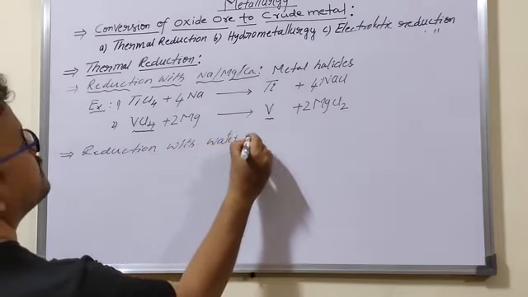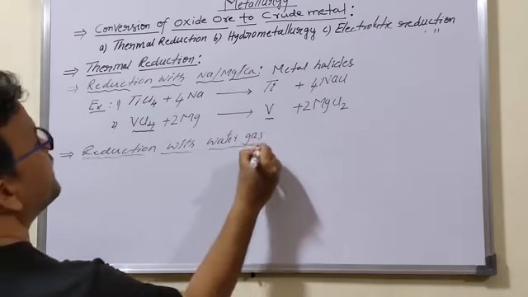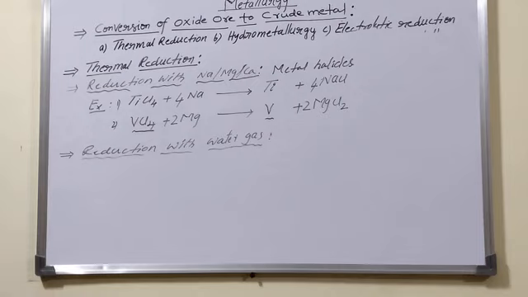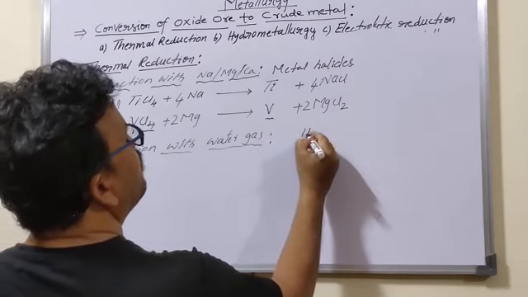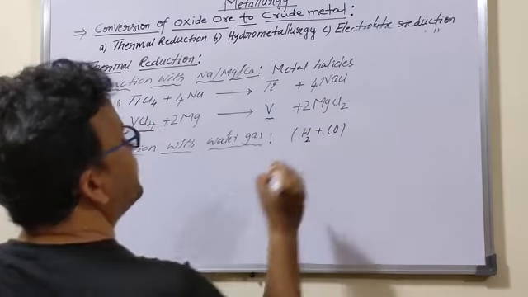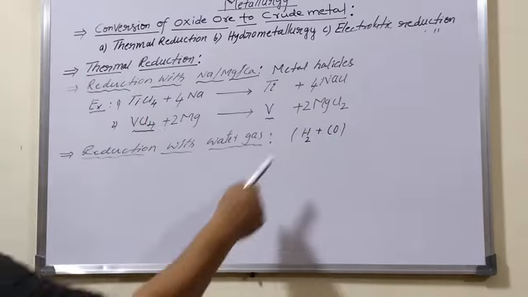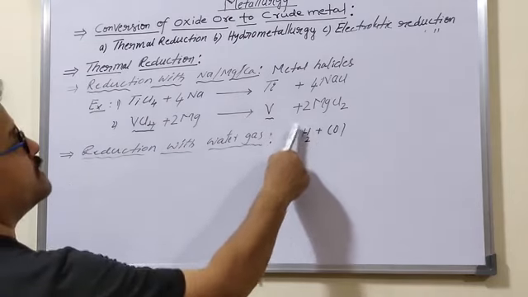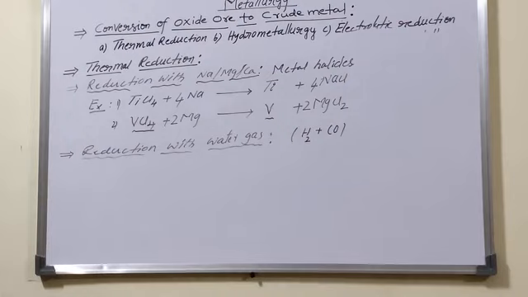Water gas. Water gas is a good reducing agent. It is a mixture of hydrogen plus carbon monoxide. In water gas, hydrogen is a reducing agent, and carbon monoxide is also a reducing agent. Both act as reducing agents.